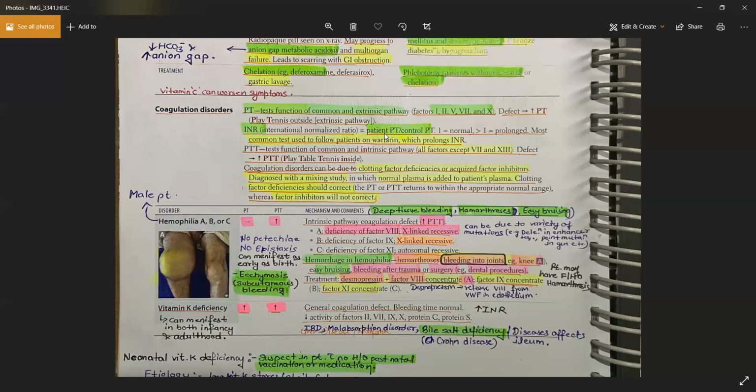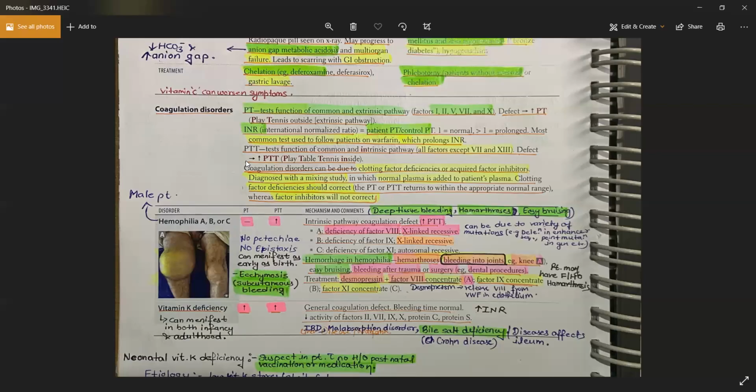Whenever you give the patient warfarin, by which you are inhibiting factors 2, 7, 9, and 10, you will measure the INR of the patient. Very important. You will have a prolonged INR, which is more than 1, in case of warfarin therapy.